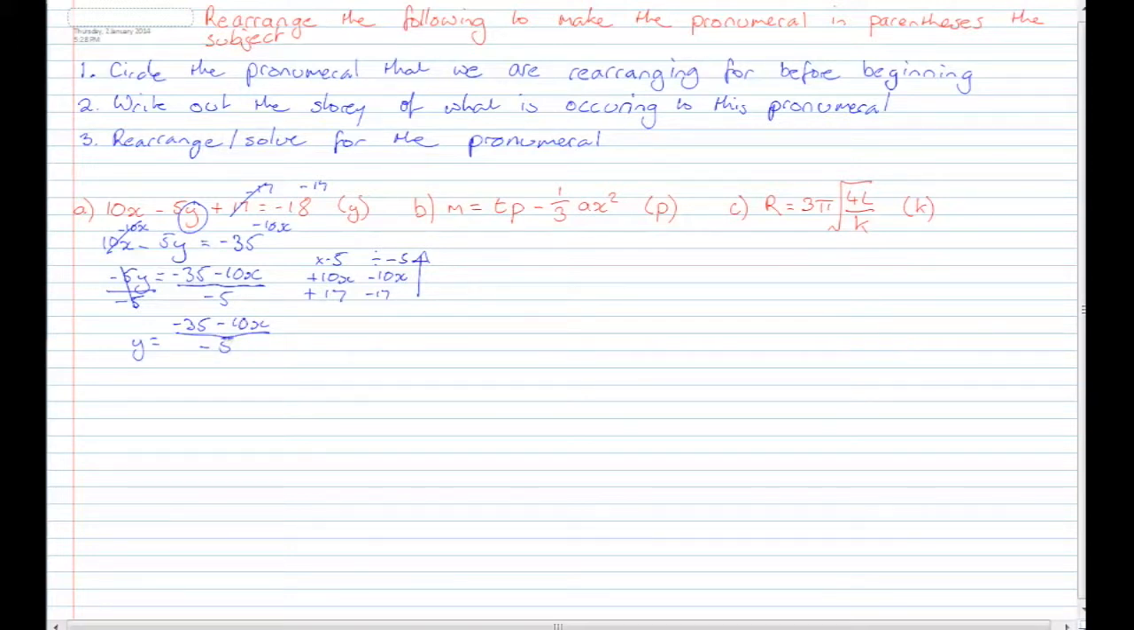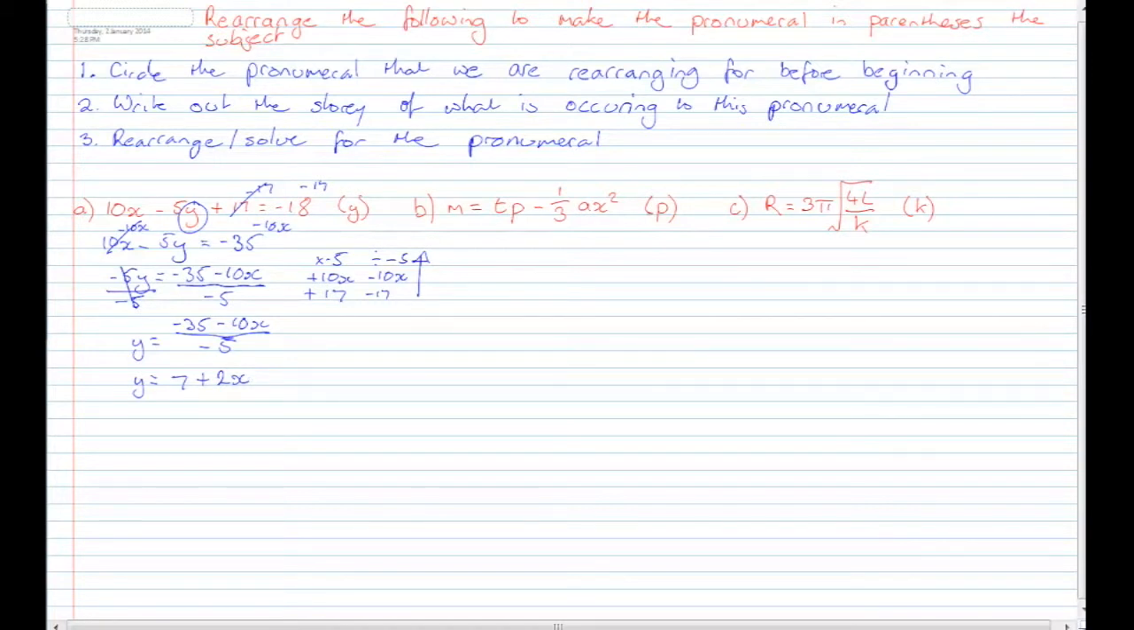And what we can actually do is cancel these down because -5 goes into both -35 and -10. If it didn't, then we couldn't cancel it down. It needs to go into both. So we're going to write this again as y is equal to, well, how many times does -5 go into -35? That's 7. How many times does -5 go into -10? Well, that's 2, so it's positive 2x. So y is equal to 7 plus 2x.